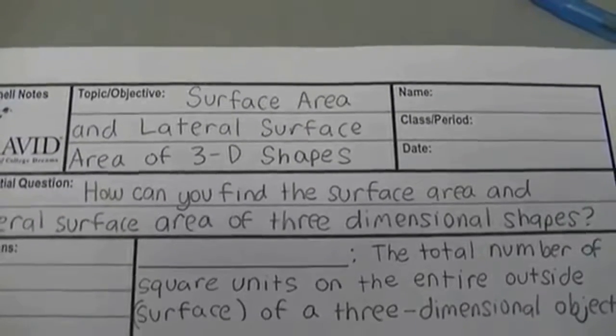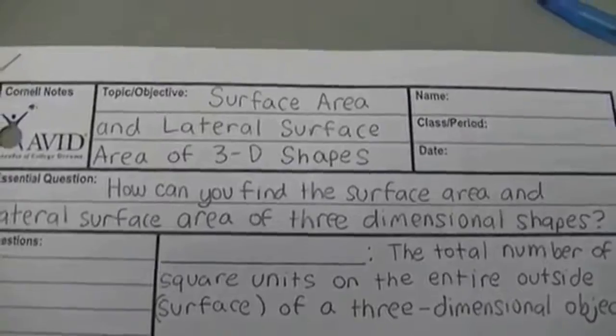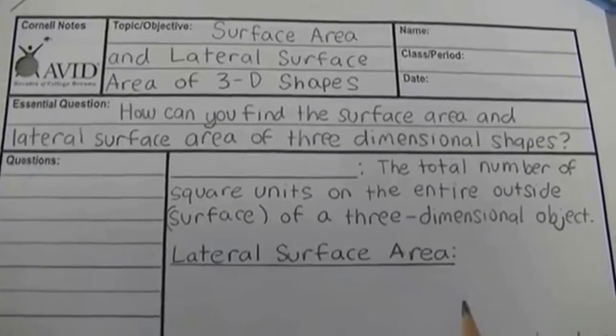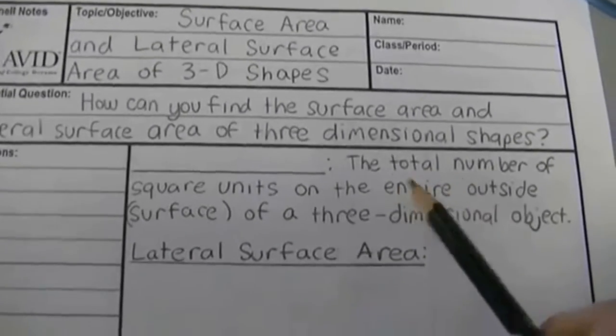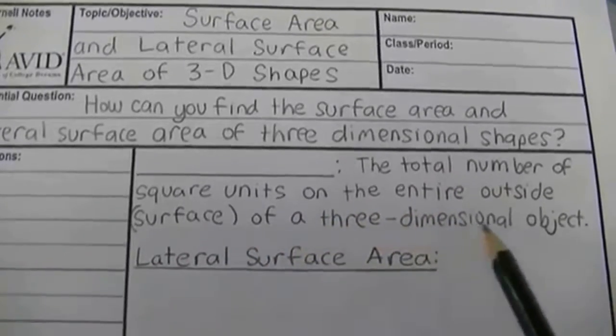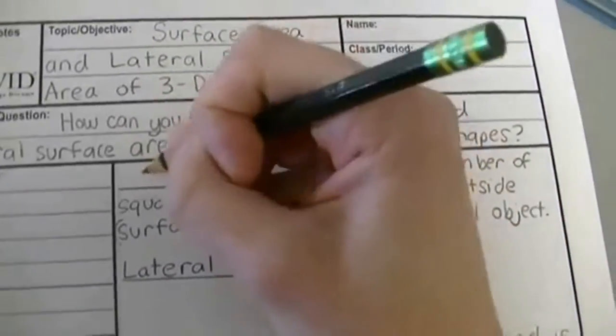Surface area and lateral surface area of 3D shapes is our topic and objective for today. Essential question: how can you find the surface area and lateral surface area of three-dimensional shapes? So the total number of square units on the entire outside surface of a three-dimensional object is called its surface area.